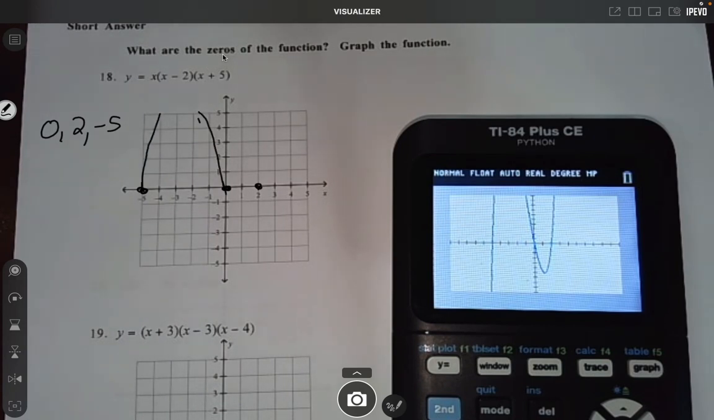Does everybody understand that part? I'm just saying, hey, it went up off my graph. Are we good with that? Now, on this one, do you think I can find how low it goes?